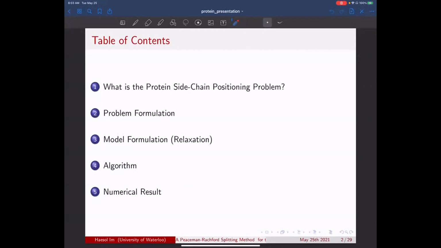So I'll present the work in the following order. I'll first introduce what the protein side chain positioning problem is, and then formulate it into a mathematical program, and move on to forming a relaxation to this problem. Then I'll present the algorithm to solve this relaxation, and close the talk with showing a very strong numerical result.